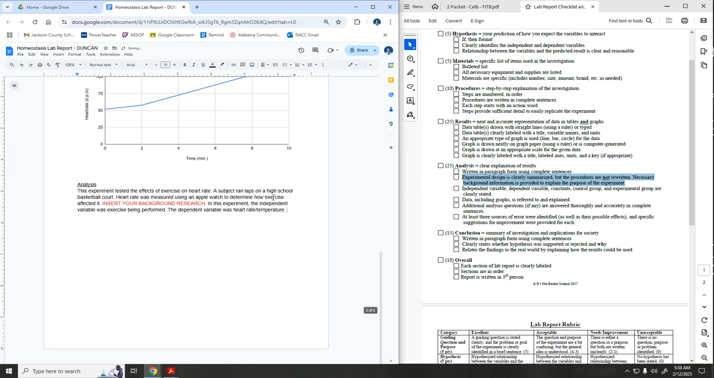All right, constants. What did you keep the same? So you should have kept your test subject the same throughout the experiment. Your timing method should have been kept the same. So we're collecting every 2 minutes.